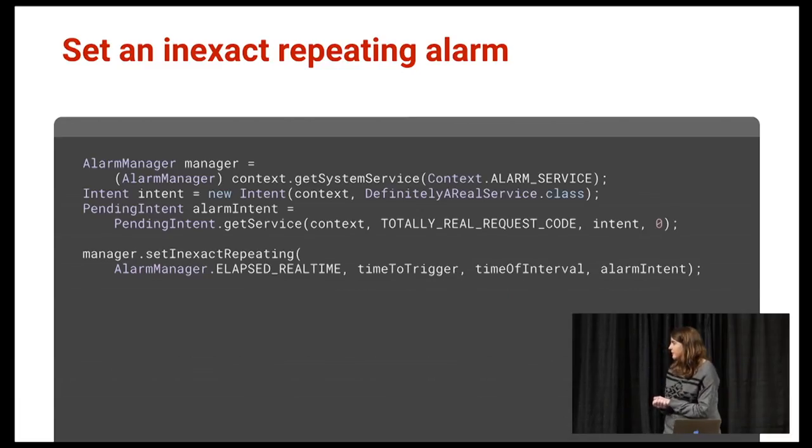So to set an inexact repeating alarm, you see how it's pretty much exactly the same as far as setting it up, and then you call set inexact repeating, but instead of just saying the time to trigger, you have to add that interval that you really care about. Again, I just made up a variable because I don't specifically care about counting out milliseconds right now.